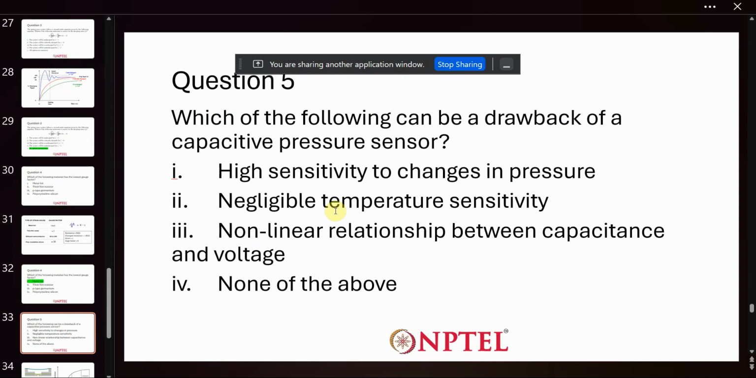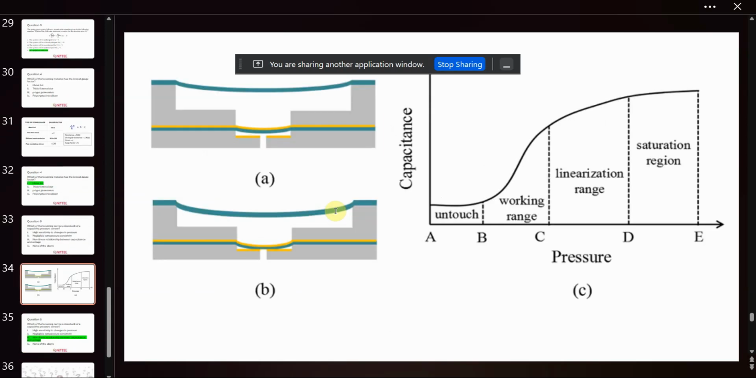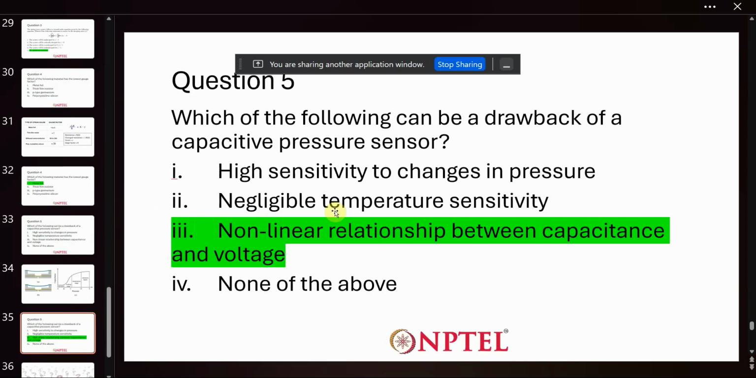Moving to the last question: which of the following can be a drawback of a capacitive pressure sensor? High sensitivity to changes in pressure, negligible temperature sensitivity, low non-linear relation between capacitance and voltage, or none of the above. In a capacitive sensor, there is a non-linear relationship between the capacitance and the voltage, so that is considered the shortcoming of the capacitance based pressure sensor.